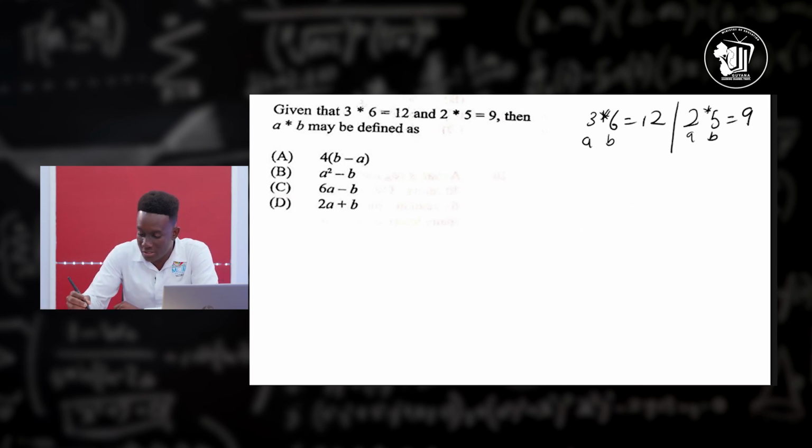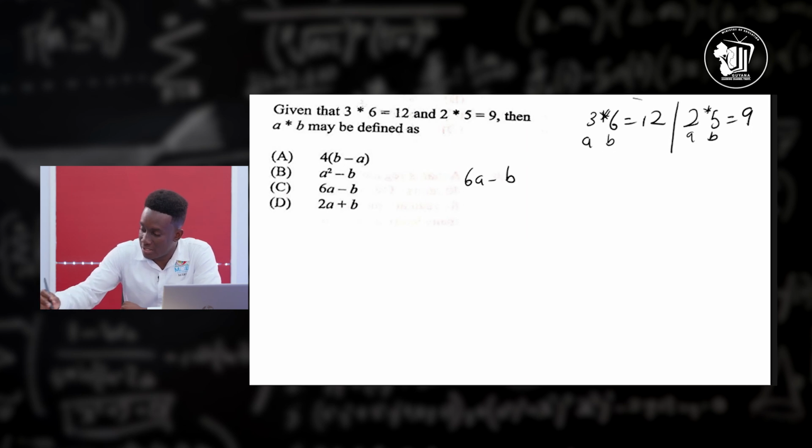Let's try A squared minus B. And let's see if 3, 6 will work out to 12. So let's see, A would be 3 to the second power minus B, which will be 6. So 3 3s, 9, 9 minus 6. So that definitely can't work. So 9 minus 6 would give me 3. So that is not equal to 12. So that can't work. So let's try the other one, which is 6A minus B.